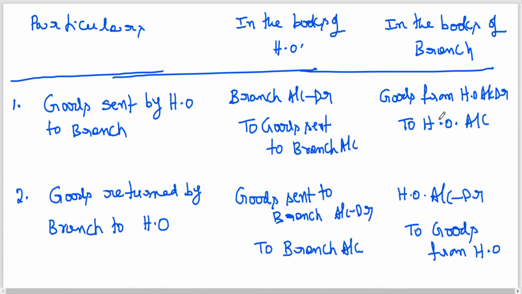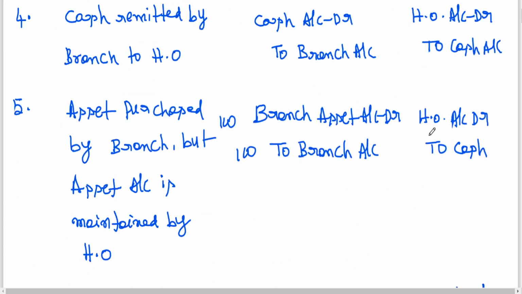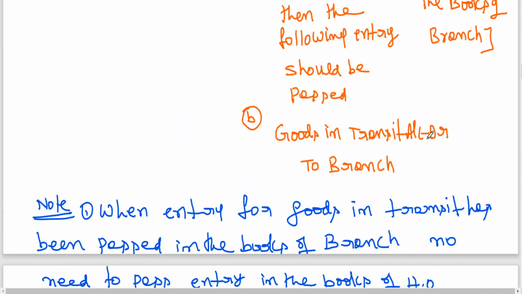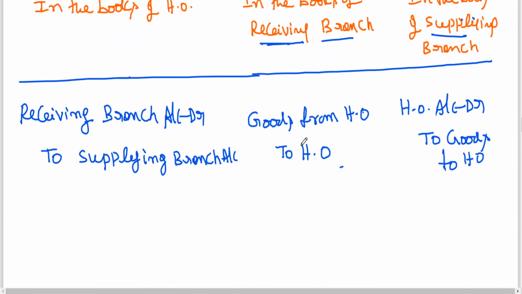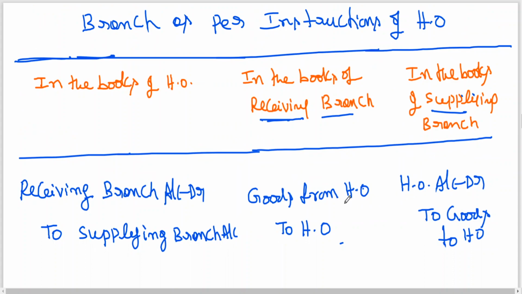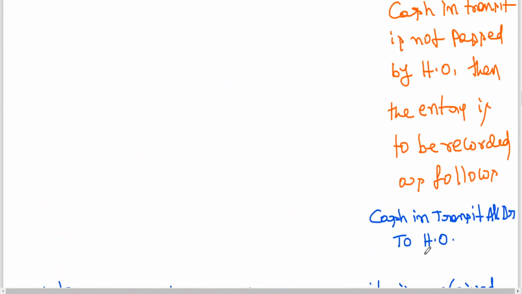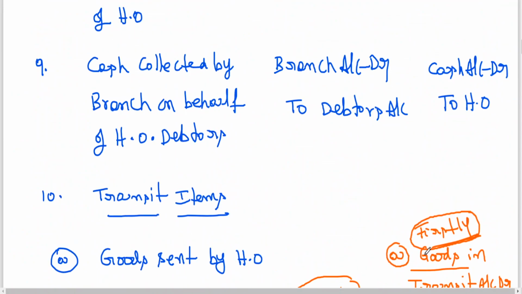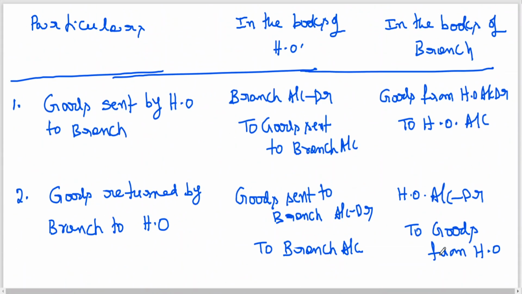Here, in the books of the branch, goods are given and head office account is credited. From head office account, debit to head office. Here, in the books of the supplying branch, for goods sent by one branch to the supplying branch, it's like a return. Yes, I'm comparing. It's not a head office account at all.